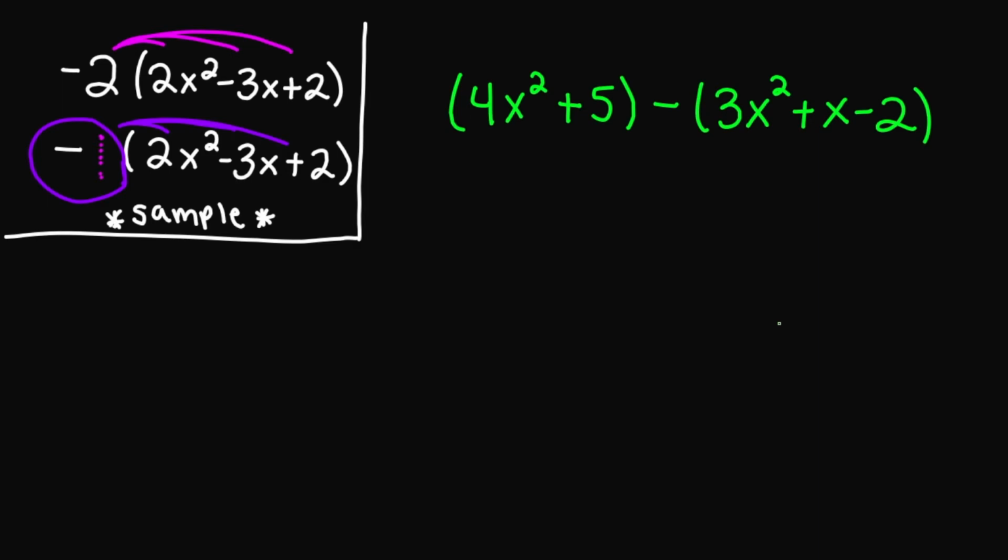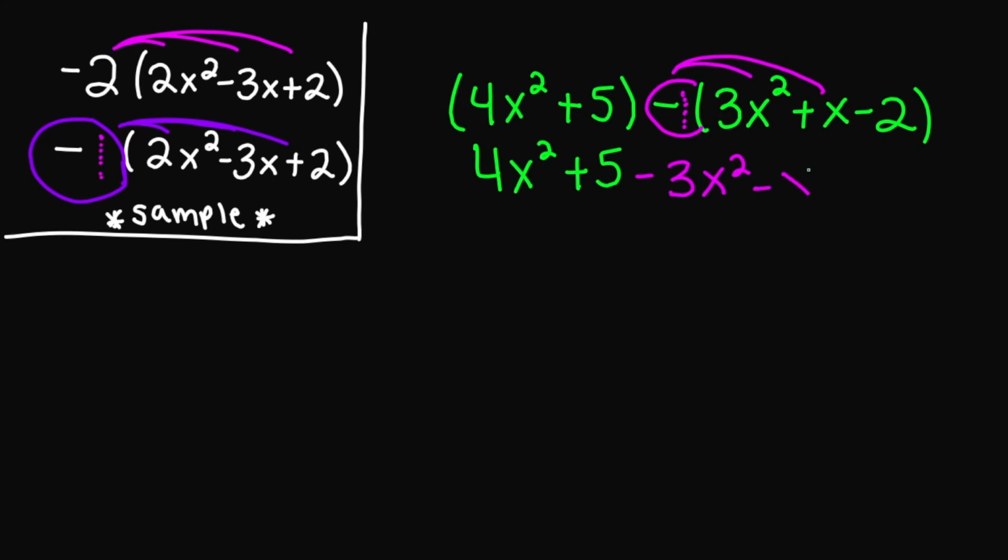So let's look at this example here. 4x squared plus 5 minus 3x squared plus x minus 2. So first we're going to write 4x squared plus 5 minus, remember we have our negative 1 out here. We're going to distribute this negative 1 to the x squared, to the x, and to the negative 2. So negative 1 times 3x squared is going to give us negative 3x squared. Negative 1 times x is going to give us negative x. And then we have negative 1 times negative 2. This is going to give us a positive 2.